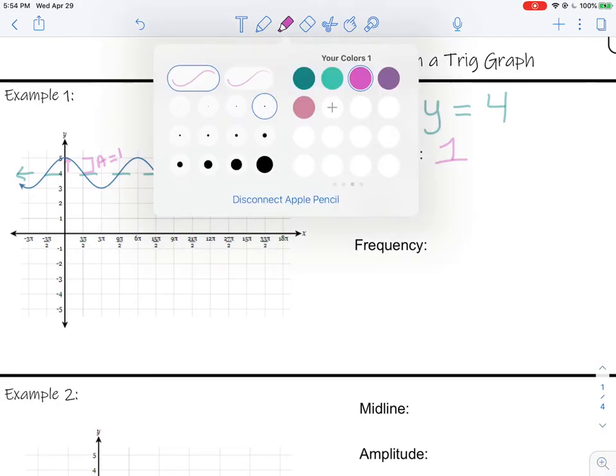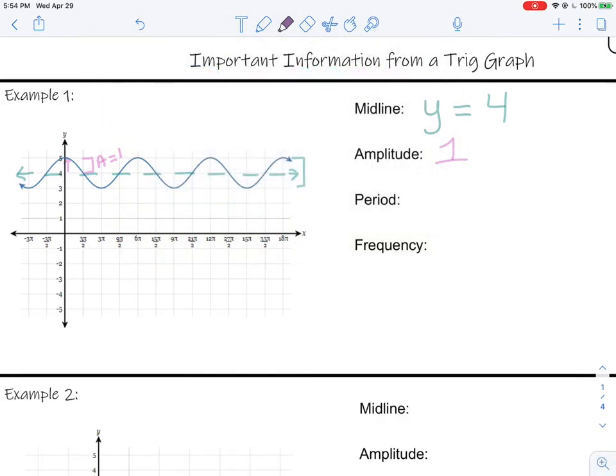Next, we have our period. My period is my length of one cycle. This is a cosine graph. It's starting at its maximum, so I'm going to do one cycle all the way back to the maximum. I'm then going to look at how long this one cycle is, and I could use my x-axis to help me. If I'm starting at 0, I just have to see how far it went on that x-axis. And the period of this graph is 6 pi.